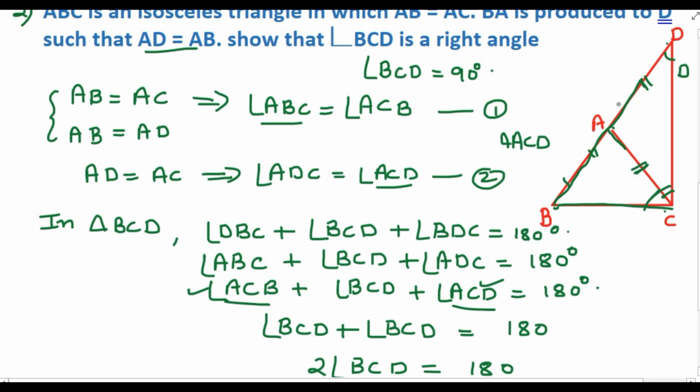Now we have taken the full triangle BDC. So we have used the angle sum property. Sum of all the angles of a triangle is equal to 180 degrees, and we are just substituting this and we are getting that angle BCD is equal to 90 degrees.